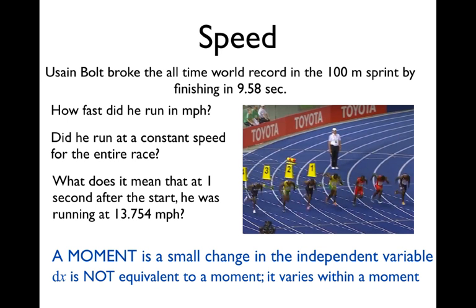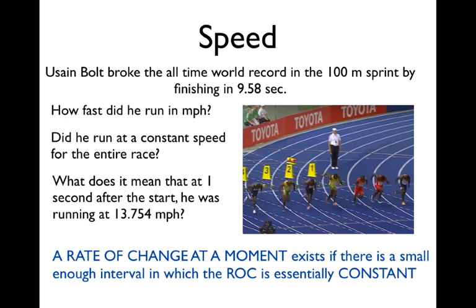Okay, then there's another thing that we call rate of change at a moment. A rate of change at a moment exists if there's a small enough interval where the rate of change is essentially constant. That's what I just showed you at t equals 1 second. I zoomed in at t equals 1 second on this graph. If I zoomed in far enough, there was a small enough interval where the graph looks linear. So that's what we call a rate of change at a moment.